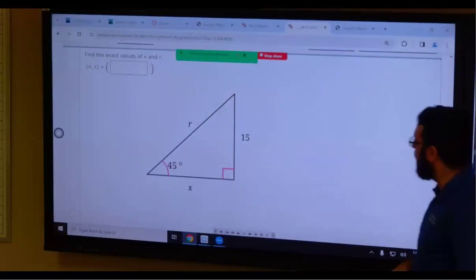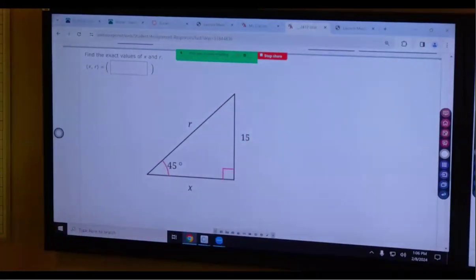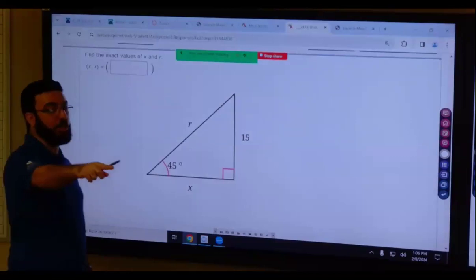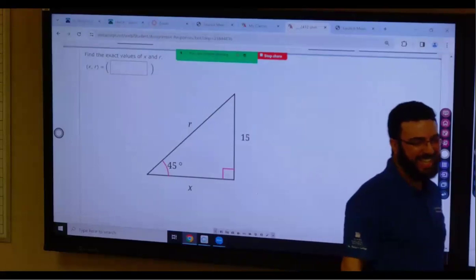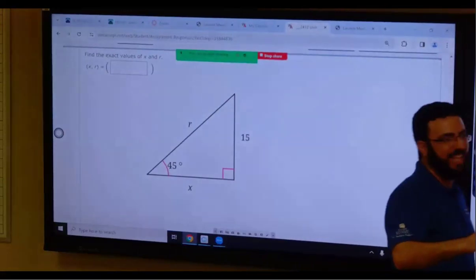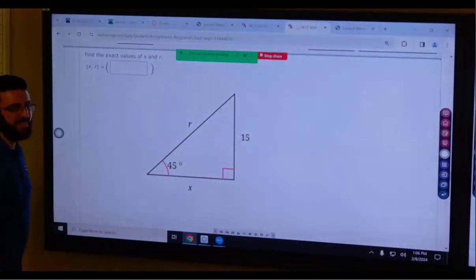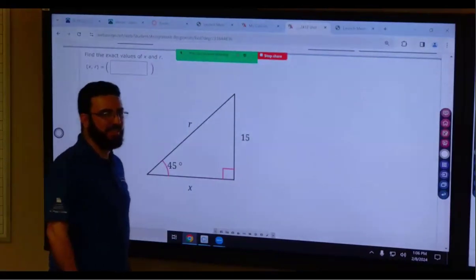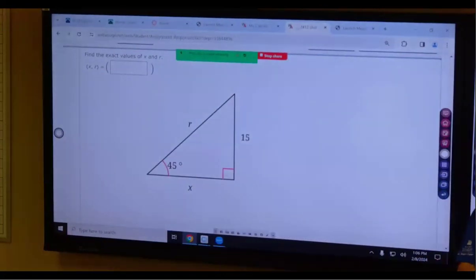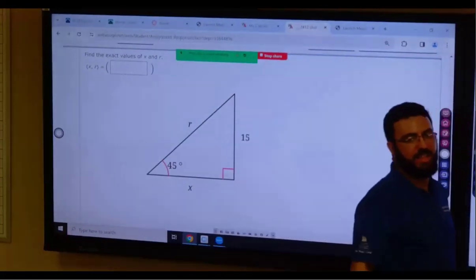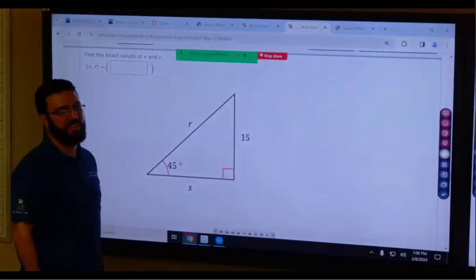X equals 15. There, Jason. X equals 15? Yeah. Good. So whenever you have a 45-degree angle, that means the other angle is gonna be 45 degrees because 90 plus 45 plus 45 equals 180, and the inside of the triangle always equals 180. So if you have two angles that are the same, the two sides are gonna be the same. The only different one is the hypotenuse.